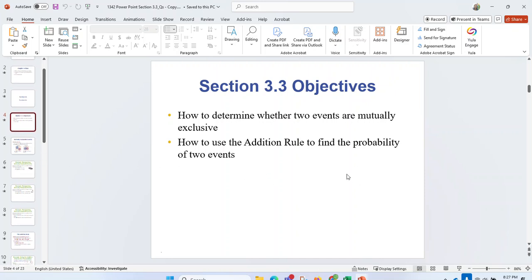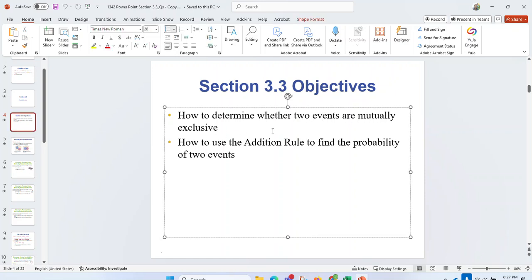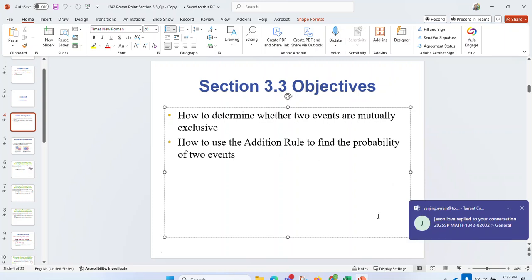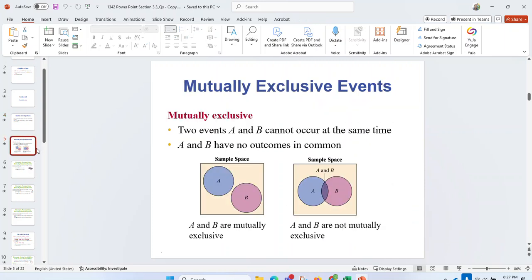All right, so the addition rule here is using "or" for the event. Since this is adding together, we have two different types: one is called mutually exclusive and the other is not mutually exclusive.